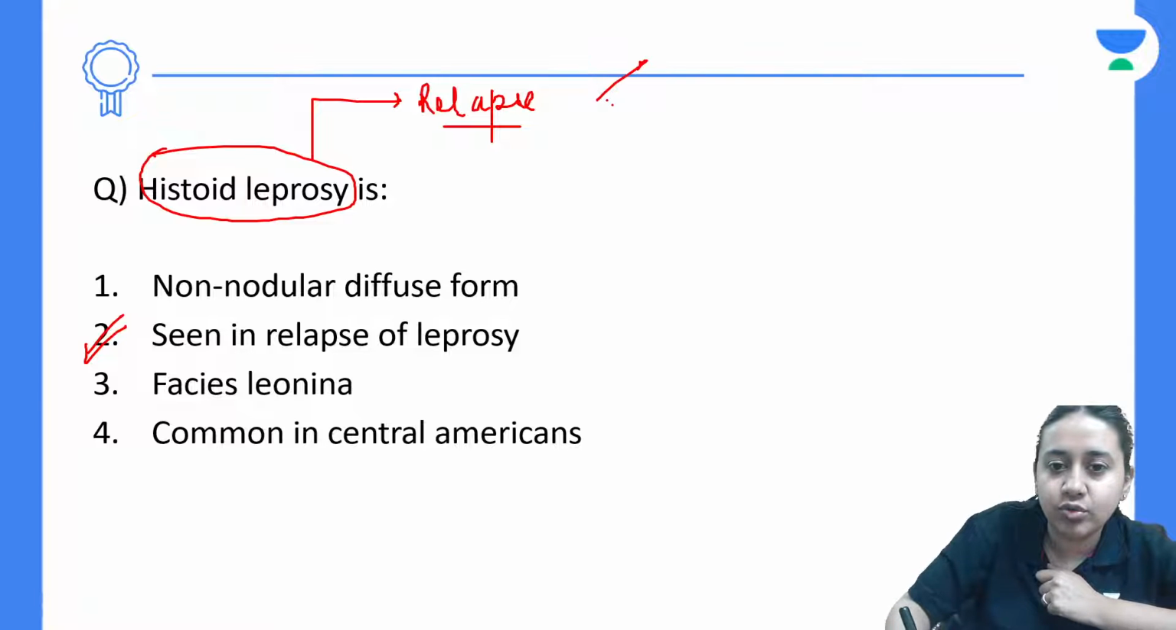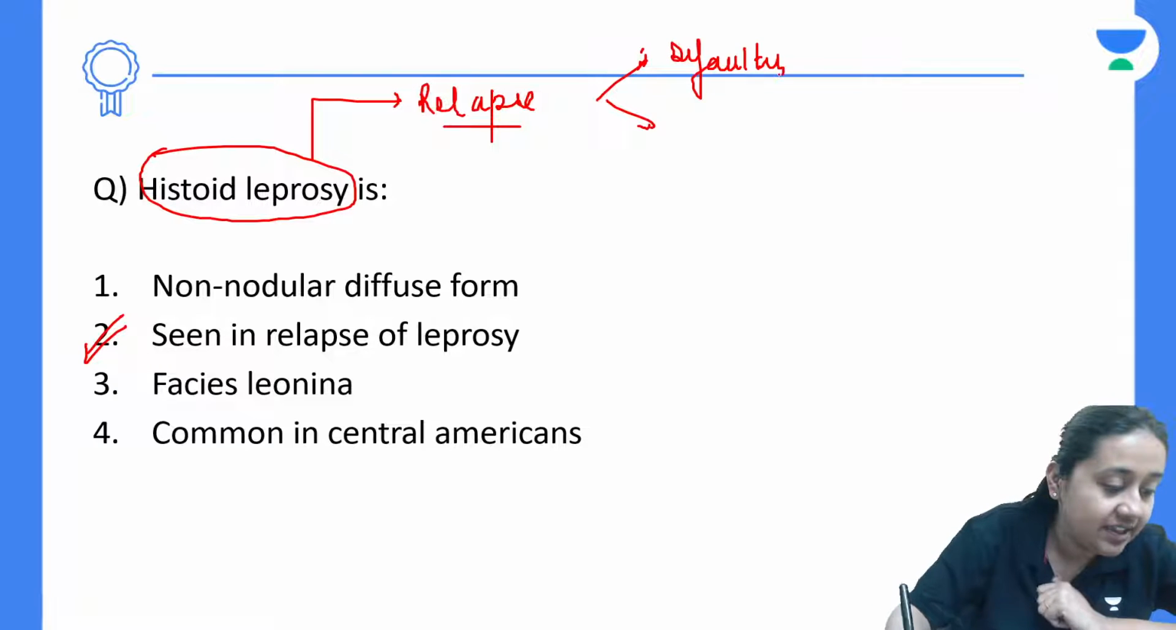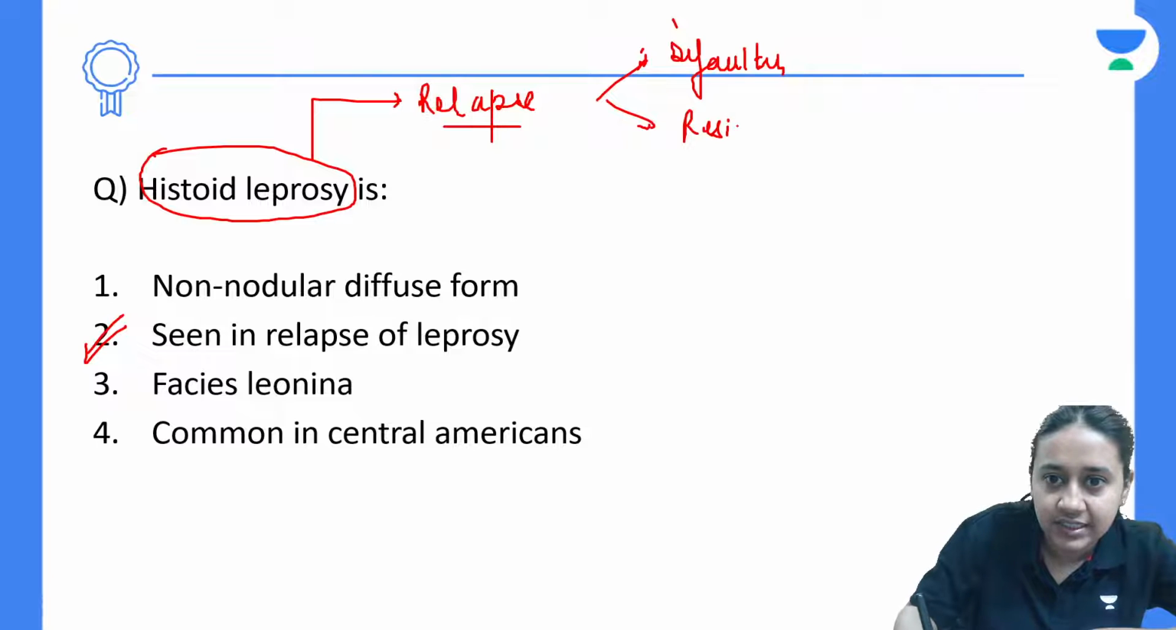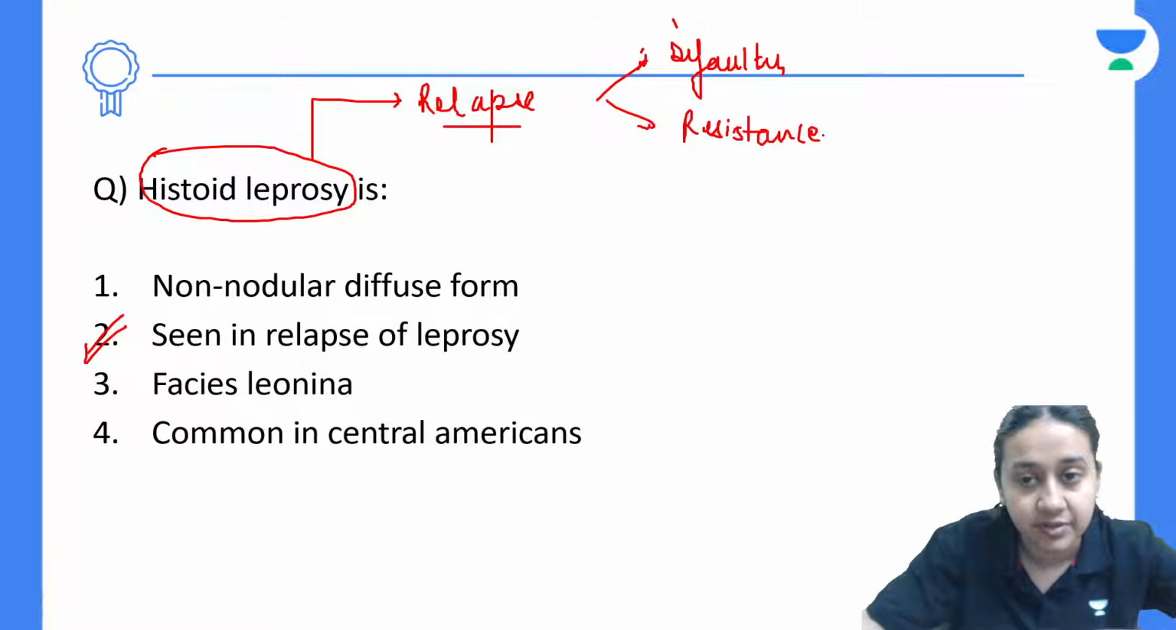Relapse can be because of two things. Either the patient is a defaulter, he has stopped taking the medicines and there is sudden aggravation of the condition. That is the first case. And the second very important reason is development of resistance to the drugs which we give for leprosy.